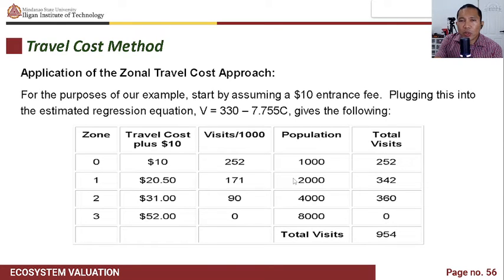For the purpose of our example, assume we have a $10 entrance fee. We just have to plug this into the estimated regression, which is V equals 330 minus 7.55 times the cost. So this actually gives us the following figures. Again, you have to make use of the regression analysis, but I'm not going to discuss that here in this seminar. I think a lot of you here are very familiar with different statistical packages since you are all undergraduates, and at one point in your student life, you were able to do research.